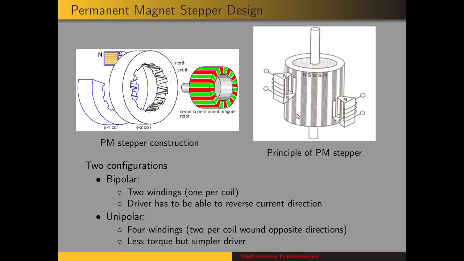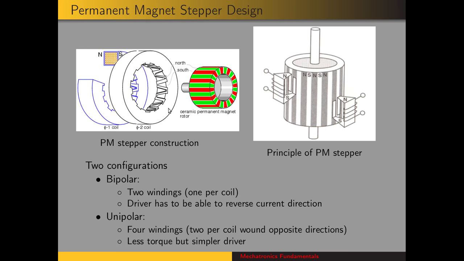This figure shows the idea behind this maybe a little more clearly. Here's coil 1 and here's coil 2. And the magnetic field from coil 1 is oriented so that this is north and this is south. Well, then this projection will have north polarity and this will have south, and they'll attract the stripes on the rotor.